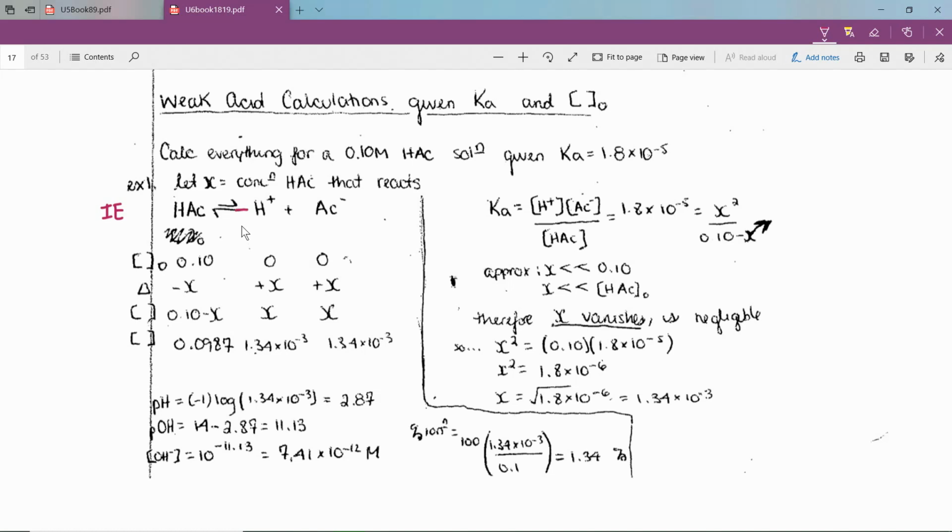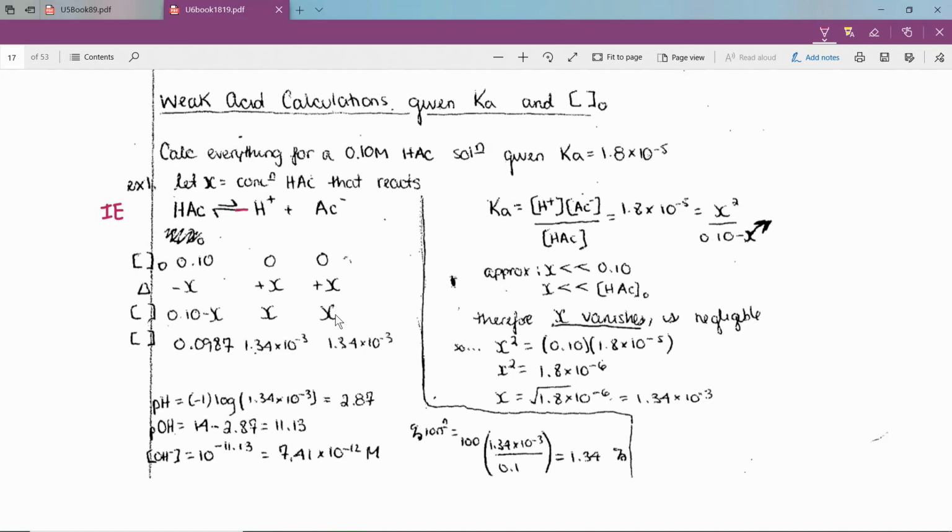HAC goes to H+ plus AC-. So if I start with 0.1 molar of HAC, no H+, and no AC-, then what's going to happen at equilibrium? Let X be how much HAC is lost. If I lose X of HAC, then I gain X of H+ and X of AC-. So it's a 1-to-1-to-1 ratio. At equilibrium, I'm going to have 0.1 minus X of HAC, X of H+, and X of AC-. So that will be my equilibrium value.